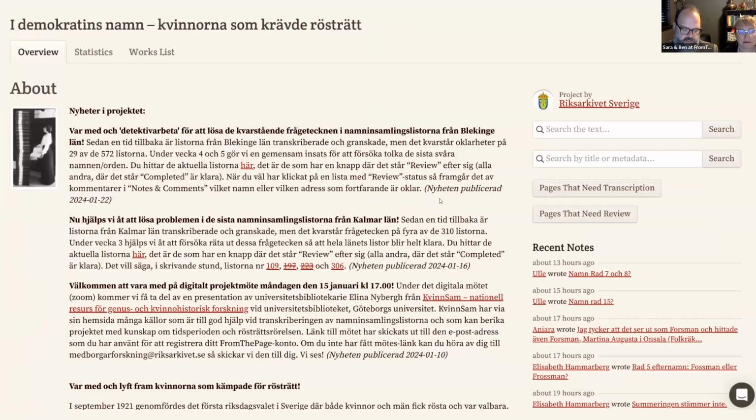Another benefit is collaboration, right? And all the collaboration provides the benefit of public engagement. The Riksarkivet, the Swedish National Archives, has drawn 318 people to volunteer on I Demokratens namn, transcribing women's petitions for the right to vote. These are people who might not interact with the Riksarkivet normally, and now they have a connection to the institution and to its holdings.